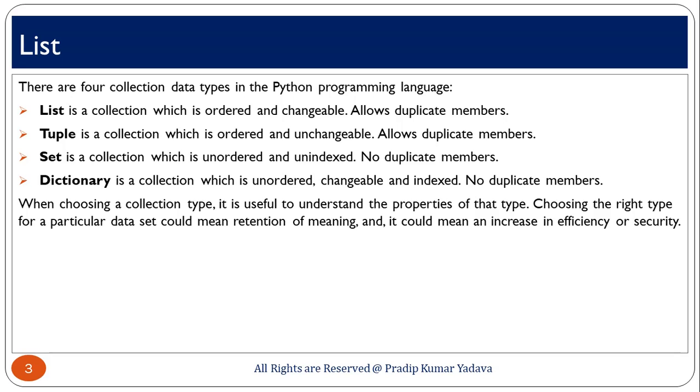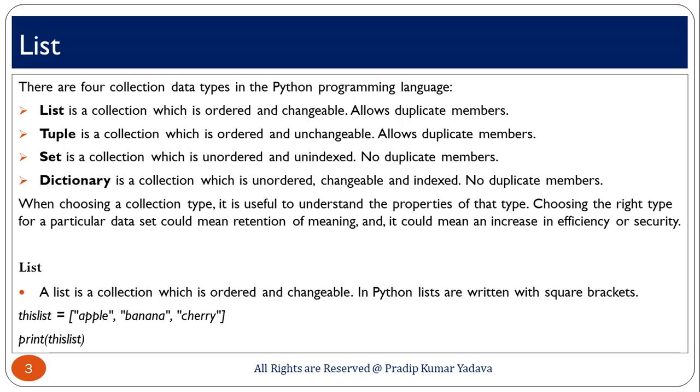So you can say list and tuple have a few differences, and set and dictionary are different, because set does not allow duplicate members and dictionary also does not allow duplicate members. In this lecture we are going to discuss more about list, and in the next lecture we will discuss tuple, set and dictionary. So let us start with the list.